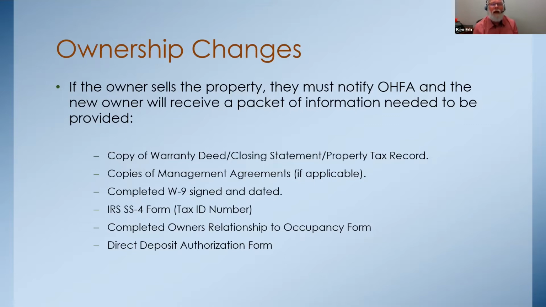The new owner will need to provide a copy of the warranty deed, closing statement or property tax record, copies of a management agreement if there are any, the completed W-9 signed and dated, because remember, that's what the finance team uses to verify that the tax identification number complies with the Internal Revenue Service. They also need the IRS SS4 form, which is for the tax ID number, and a completed ownership relationship to occupancy form, because if you are related in some aspects to the tenant, it may or may not require a reasonable accommodation from the family, and a direct deposit form so the payments can go out through direct deposit.